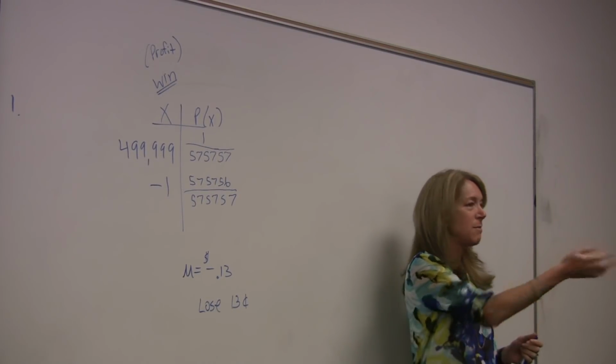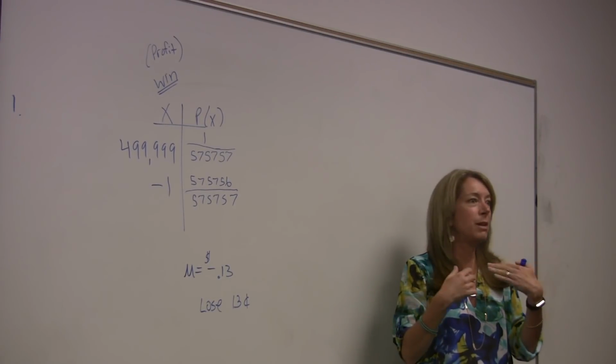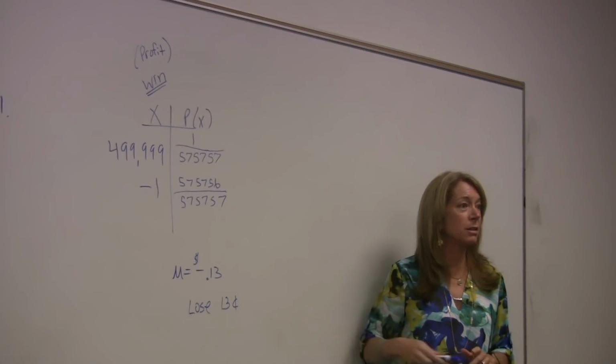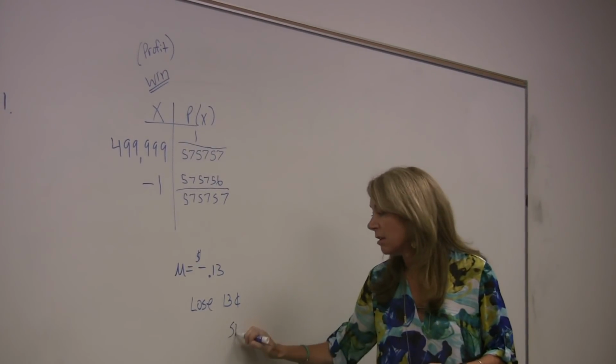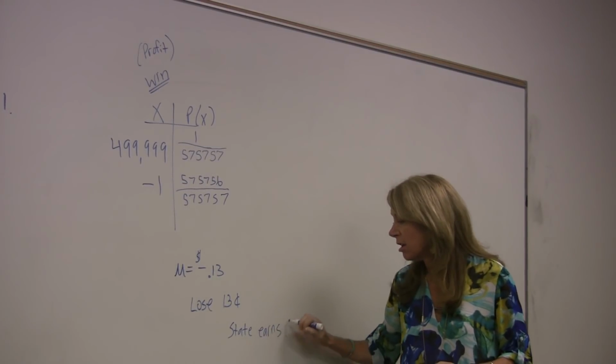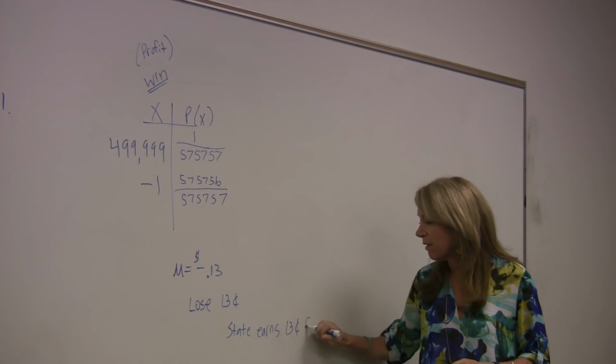Here's my 13 cents, here's my 13 cents. Even though you might be the winner or the loser in the long run, on average, they're getting 13 cents from each person. The state earns 13 cents from each ticket.